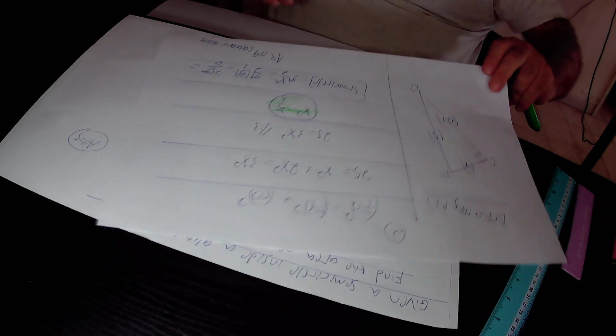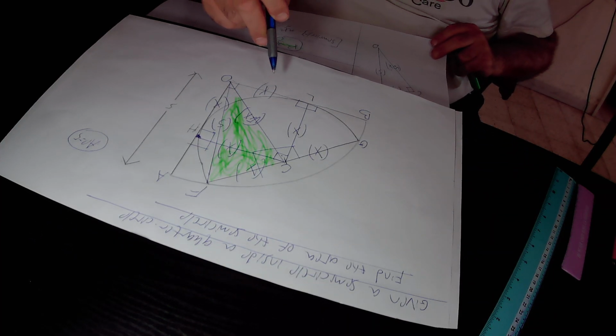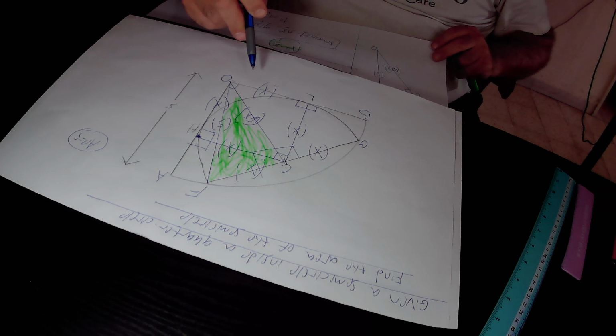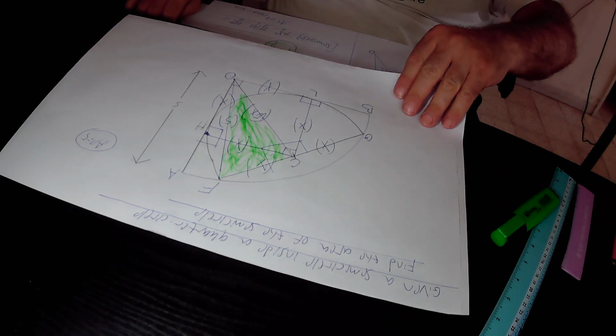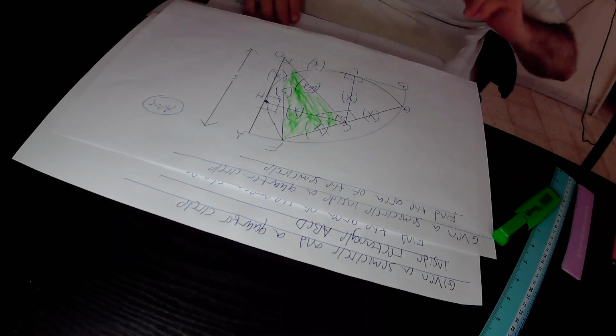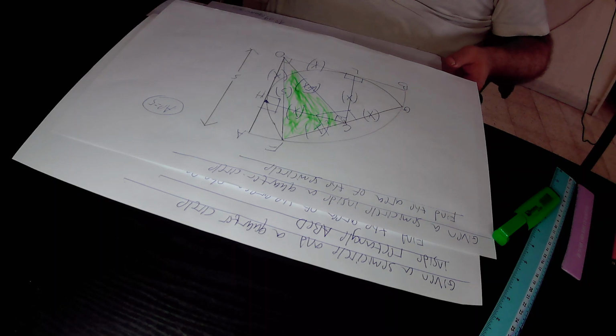Repeating again, the area of this semicircle equals either 25 pi over 6 square units, or in terms of numbers, 13.09 square units. So we finished the first question. In the next step, we present the second question and we'll solve it.